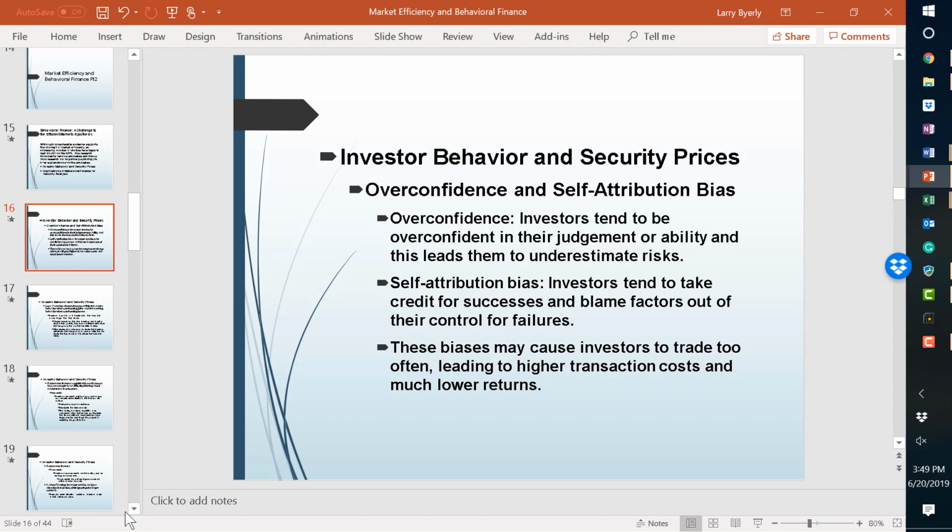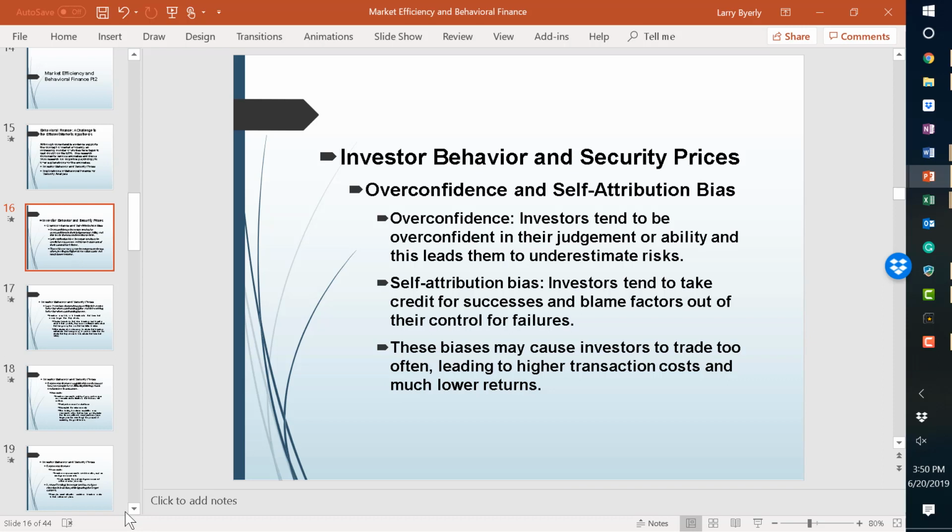So the first evidence, if you will, or theory or hypothesis, is something referred to as overconfidence. Investors tend to be overconfident in their abilities, and this leads them to underestimate risk. If they're underestimating risk, that means they're going to be buying things more frequently than they should, which again can lead to some biases.